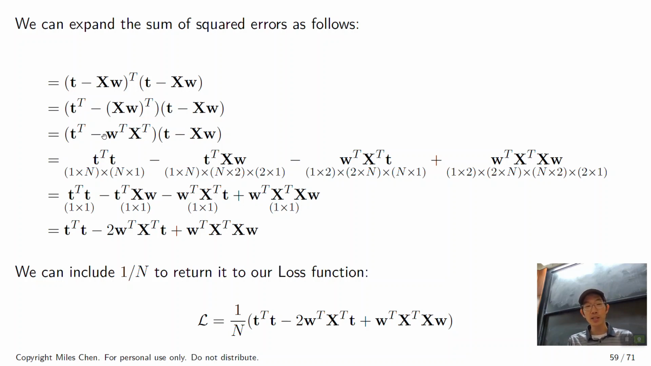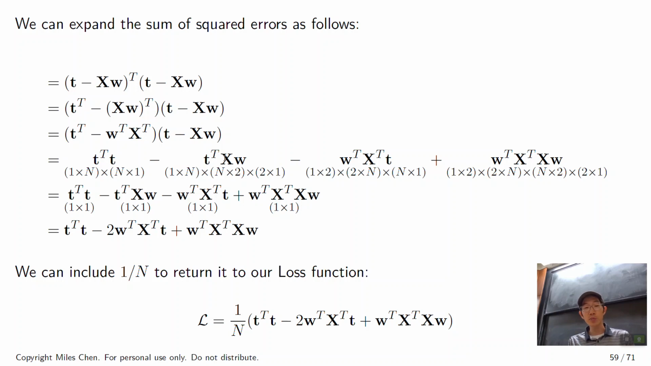And now you do your distribution property: first the first elements, the outer elements, the inner elements, the last elements. So I've got t transpose t, and you can see I'm writing all of the dimensions underneath each of these things, so we keep track of everything. t transpose is 1 by n, t is n by 1, so that simplifies to 1 by 1, t transpose t.